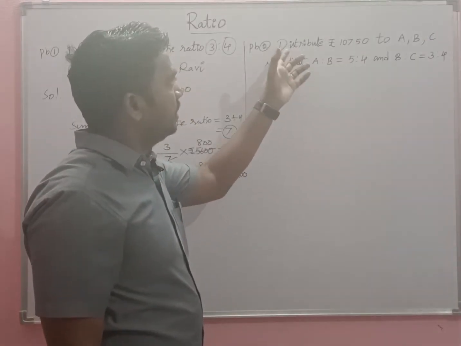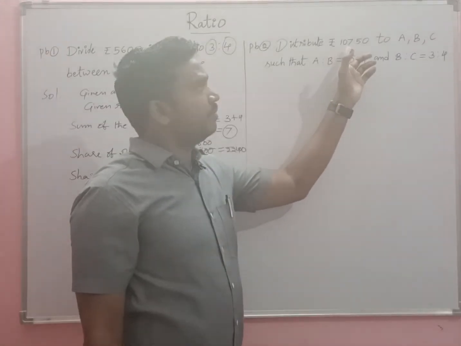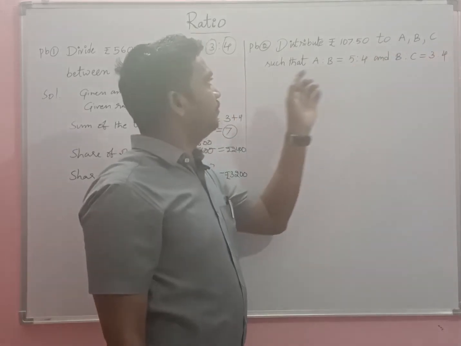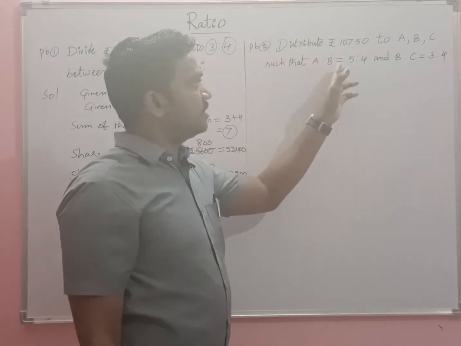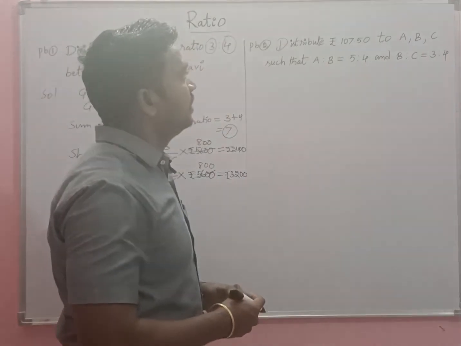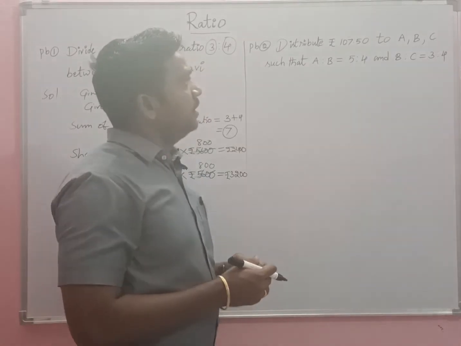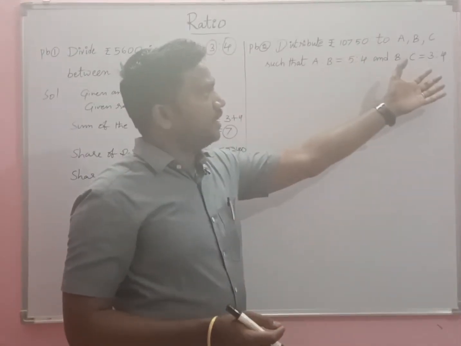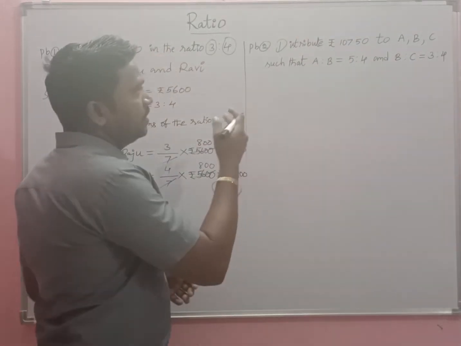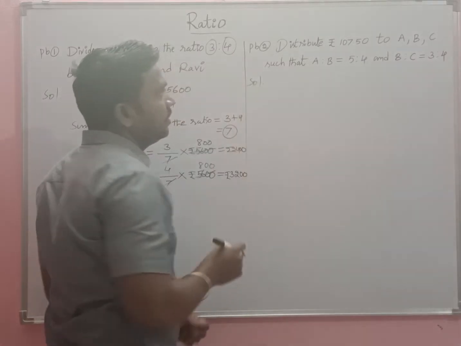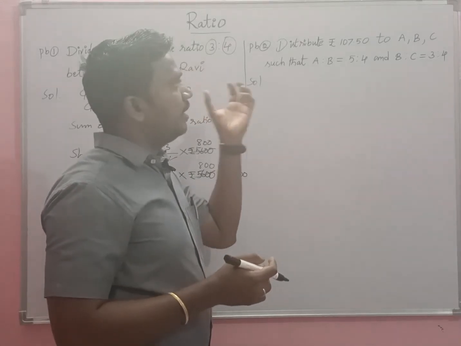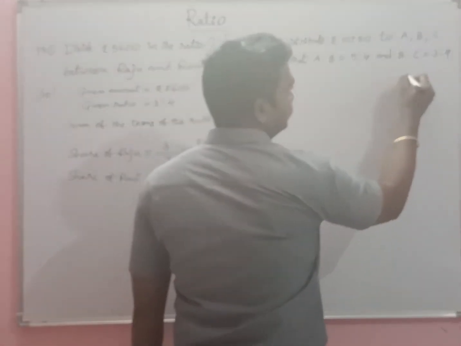See here, distribute rupees 107.50 paisa to A, B, C such that A is to B is equal to 5 is to 4 and B is to C is equal to 3 is to 4. In this question, they will ask what is the share of C or the share of B and the share of A. So here, to find the share of A, B and C, we have to find the ratio of A is to B is to C.